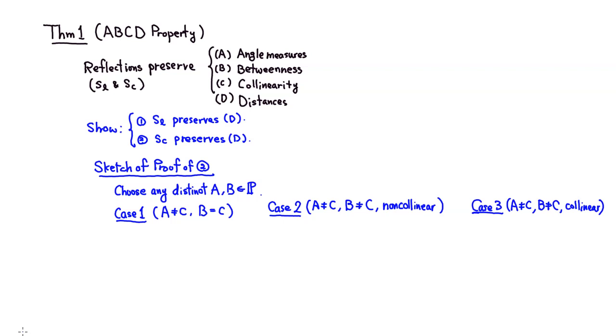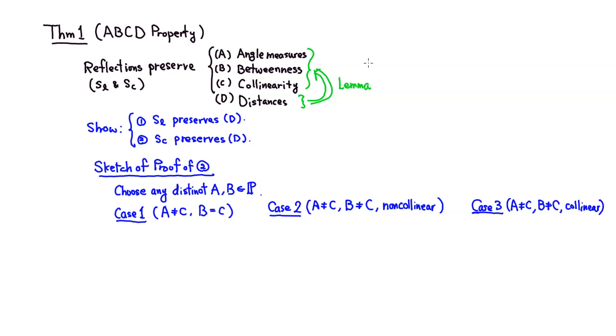All right, let's look at Theorem 1. It's called the ABCD property. All right, it's kind of nice, huh? It says this: reflections preserve angle measures, betweenness, collinearity, and distances. Since we have a lemma saying that once you have distance preserving, this actually implies all the other three, so this is by the lemma.